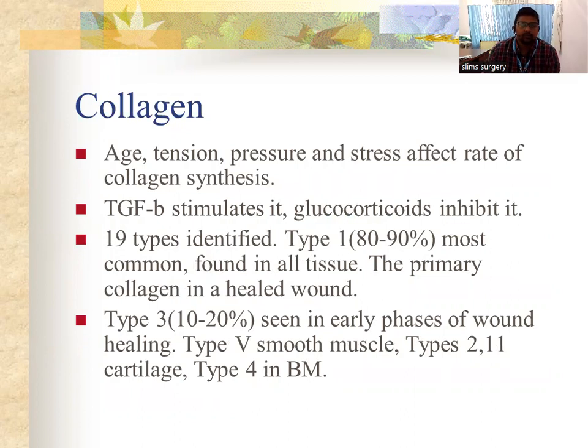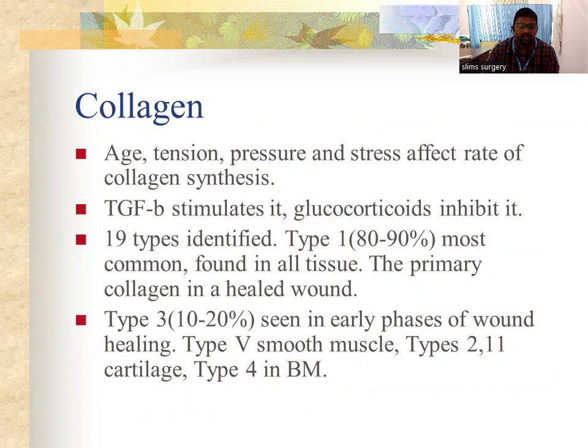So what are the factors that will inhibit or that will promote collagen production? Age: the younger the age, the more the collagen production. Tension, pressure and stress are factors that decrease collagen synthesis. So what are the factors that stimulate? TGF beta and glucocorticoids are factors that inhibit.